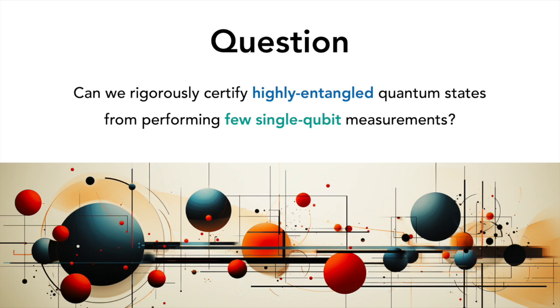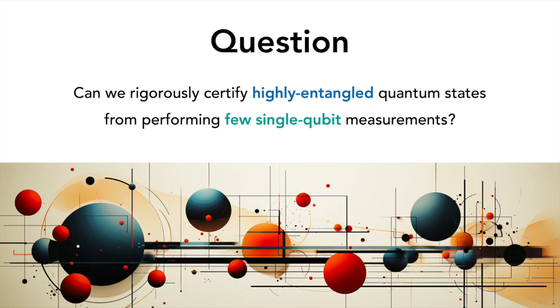can we rigorously certify, or when we say certify, we can think about it as see, can we rigorously see highly entangled quantum states by performing only a few single qubit measurements? Single qubit measurement is just a jargon that means we probe each of the constituents, each atom in a many body system, individually. Intuitively, it feels like the answer to this question should be no, because entanglement is something that's very global. On the other hand, these single qubit measurements are something that's very, very localized. And hence, it feels like when you only probe things locally, one shouldn't be able to see things that are highly global.